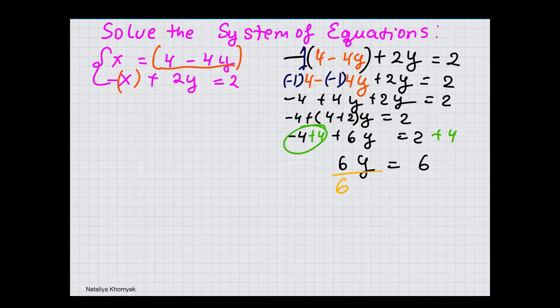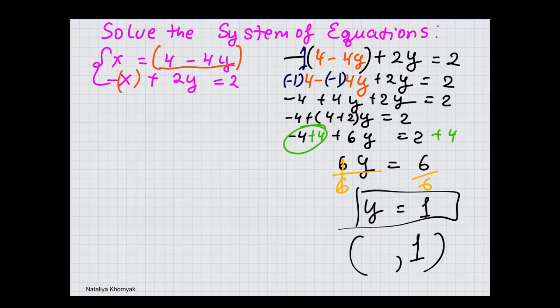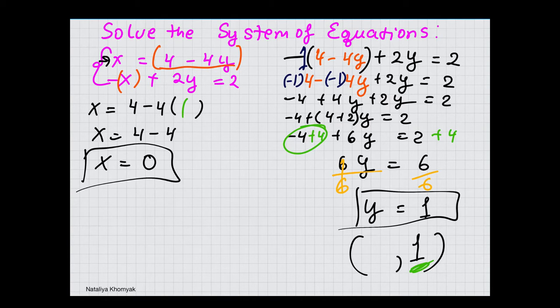Divide by 6, divide by 6. So 1y equals 1. Now this is only half of the solution. It's y equals 1. We still need to find what x is. I'm going to plug it into the first equation because it's already solved for x and calculations will be minimal. So we have 4 minus 4y, and we know that y is equal to 1. So we have x equals 4 minus 4, which is 0. Here's the second part of our solution. So (0, 1) is our solution.